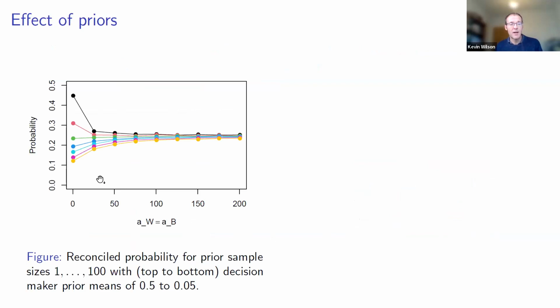The decision maker's prior does have some effect on your posterior probability in this case. So I've got different decision maker priors given by the different colored lines here. And we've plotted the posterior probability against the prior sample size that we say the experts are using. So 200 here would be a prior sample size of 100 for each of the experts. 100 would be a prior sample size of 50. And here's a prior sample size of 1.